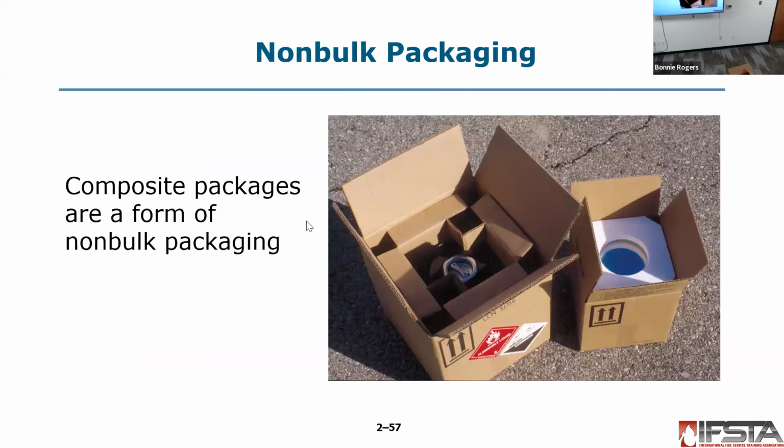What's a composite package? So a little more than a box. It's like a box with a receptacle in it. I think they used the example of a wine box. It wouldn't make much sense to just pour wine into a cardboard box. It would make a mess, so you have to have that liner in there.